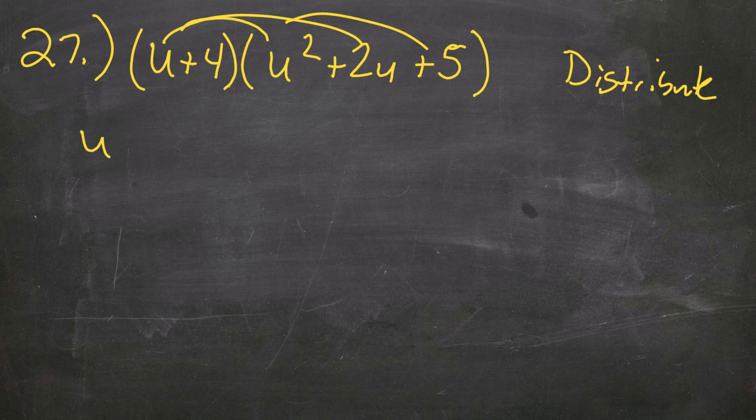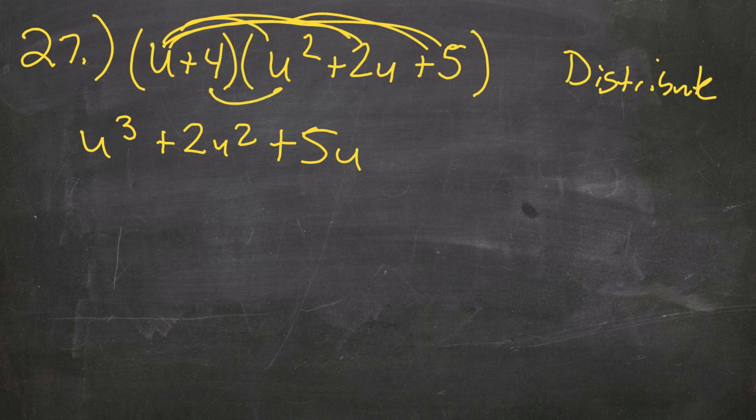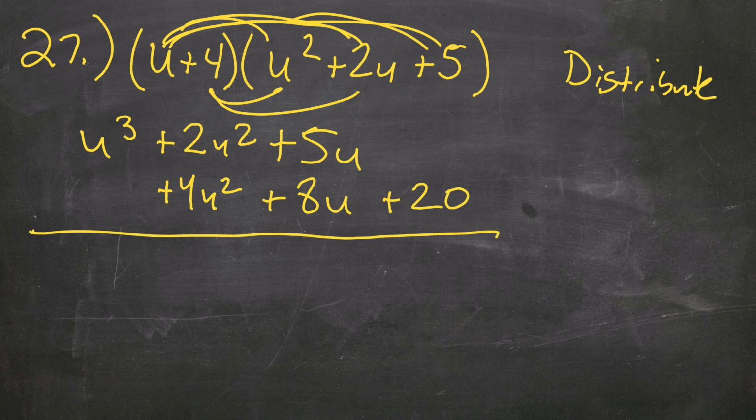U times u squared is u cubed. U times 2u is 2u squared. And then u times 5 is 5u. 4 times u squared is 4u squared. 4 times 2u is plus 8u. And then 4 times 5 is plus 20. Notice, if you do it vertically, you can line up your like terms as you go. It makes it very unlikely that you're going to make a common terms mistake.